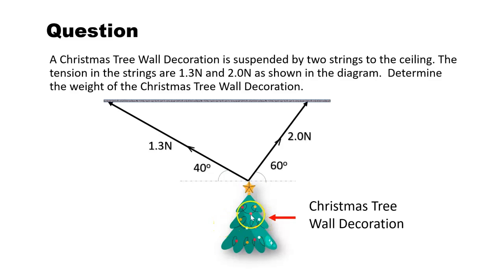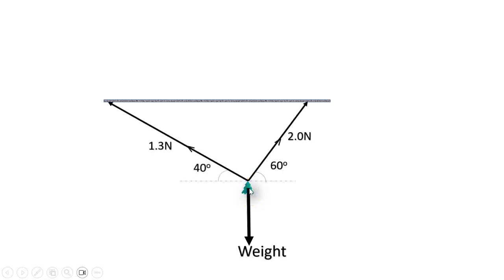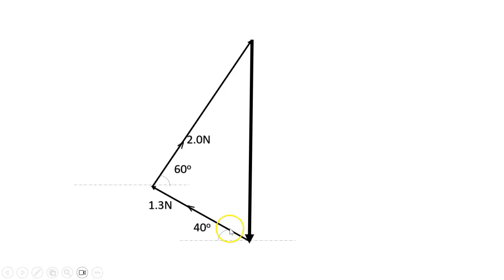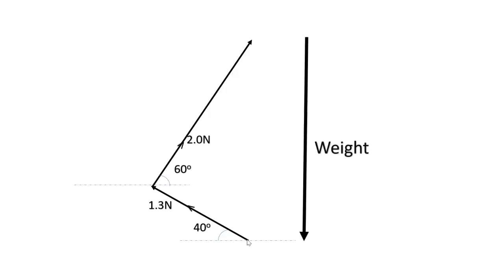Let us reduce the size of this Christmas tree decoration to a point mass where the forces are acting on it. There are actually 3 forces. First, the weight of the Christmas decoration and the 2 tensions in the strings. When the Christmas tree decoration is stationary, it means that these 3 forces add up to be equal to 0. This also means that the resultant force of the 2 tension forces will have a magnitude equal to the weight of the Christmas tree decoration.